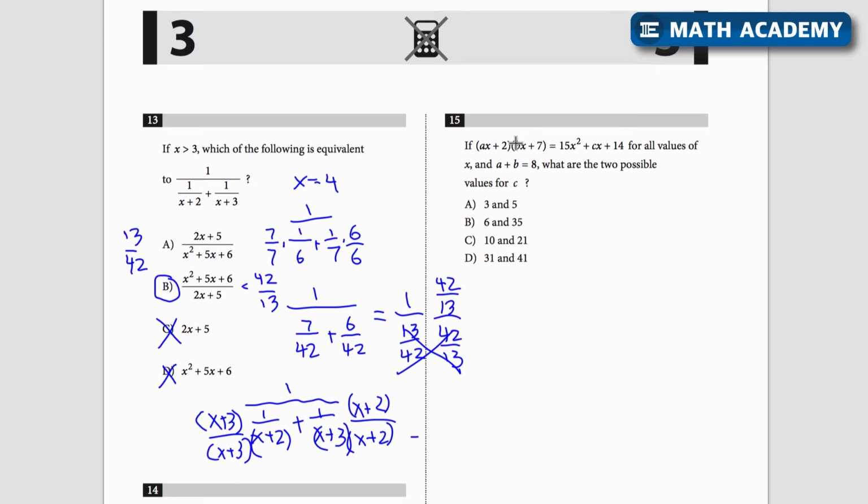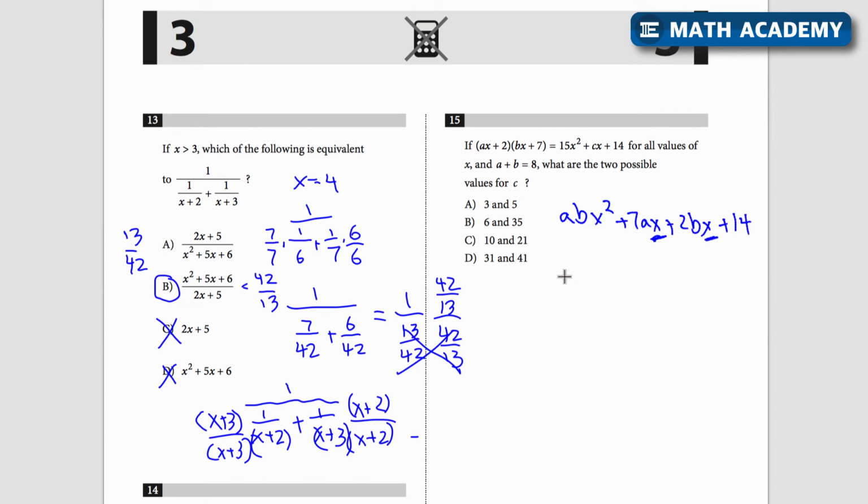So I can do that by FOILing. So I'd have abx squared, and then I'm going to have, right here, plus 7ax, the ax times 7. I'm going to have 2 times bx, so plus 2bx. I'm going to have 2 times 7 is plus 14. So that is equal to this, but I haven't combined my like terms here because I have x's. How many x's do I have?